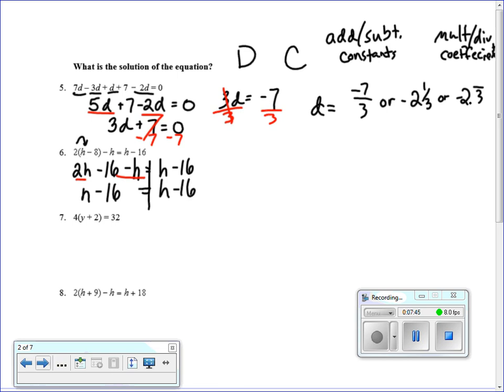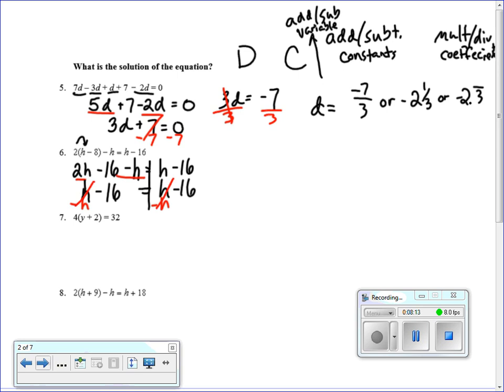Okay, we have variables on both sides. So whenever we have variables on both sides, before we add or subtract any constants, we need to add or subtract the variable. We want to get variables to the same side. So I don't want h's on two sides, I need them on the same side, so I'm going to pick one of the h's, so let's say this one, and I'm going to move it. Since it's a positive h, to get rid of a positive h, we subtract h.